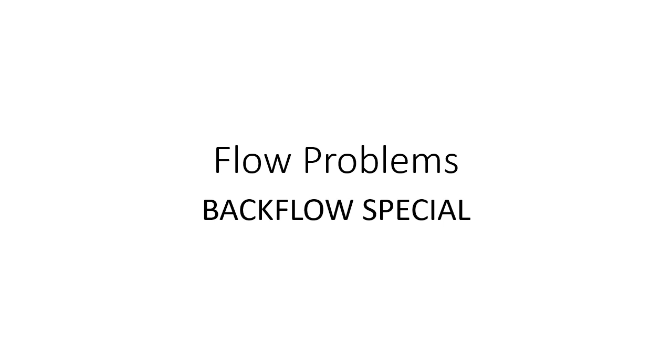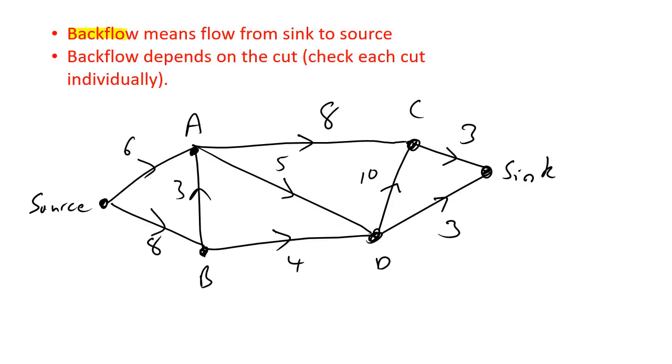Flow problems, backflow special. Just a few quick questions to clarify backflow. So what does backflow mean? It means you're flowing from the sink to the source. So the flow of the arrows is from sink to source, depending on the cut. We're going to actually focus a lot on this cut here, D to C, and show that it does depend on the cut. All right, so let's have a look at a couple of cuts and compare them.